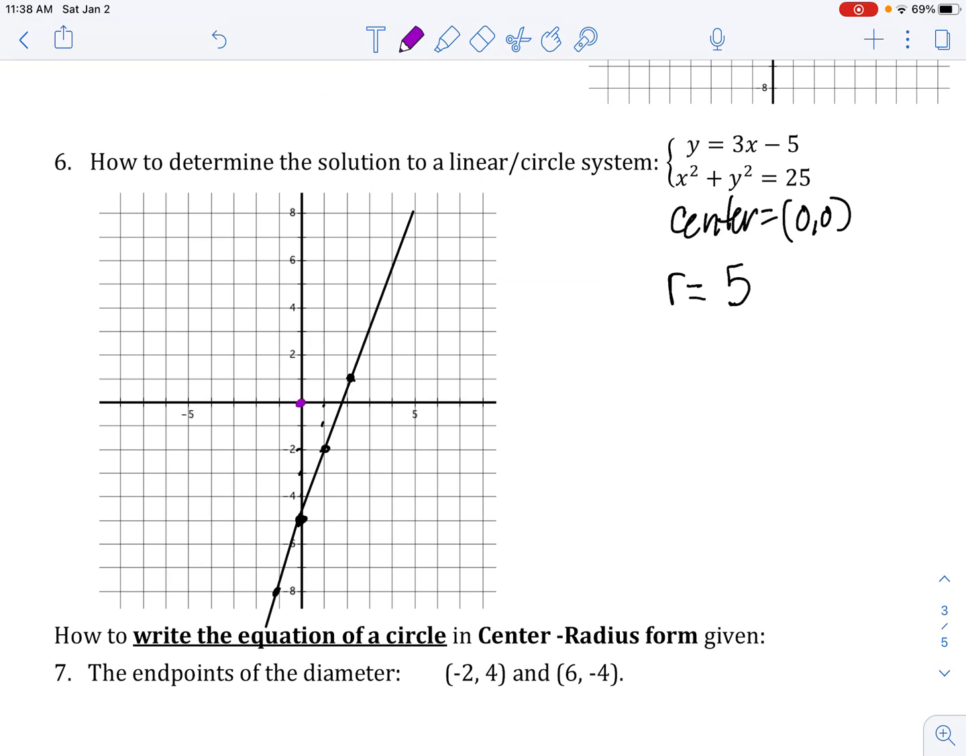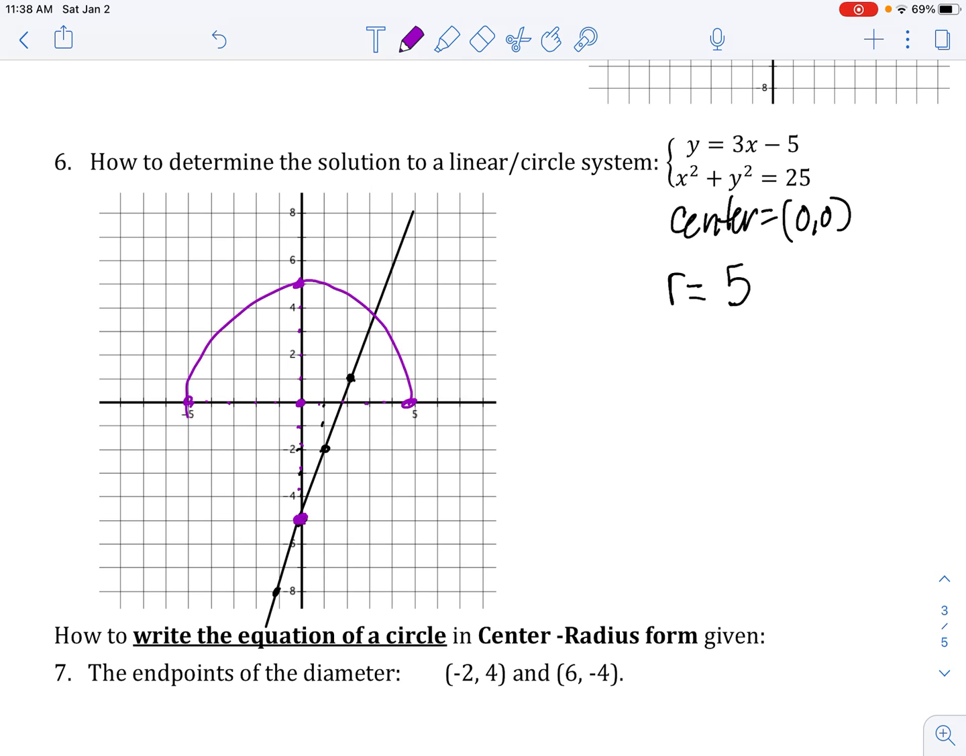So from 0, 0, and I'm going to use a different color now. From 0, 0, we're going to count 1, 2, 3, 4, 5 in each direction. So we already know one of the solutions because we've landed on the same spot.